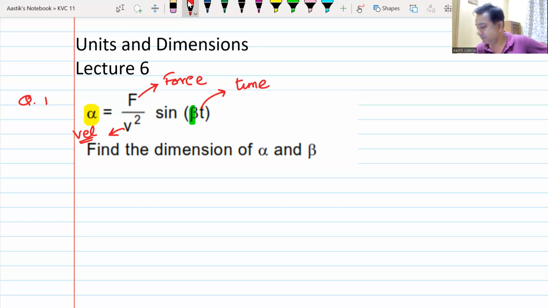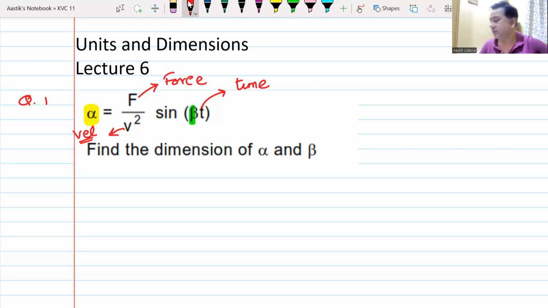Having said that, knowing that these are the physical quantities that are known, the only two unknown quantities are in yellow and green. Can you tell me what are the dimensions of alpha and beta? Remember, you don't have to apply any new thing. You just need to apply what we have learned in the previous class. Am I audible and visible to all of you? Can I have some raise hand that we understand the question and we know how to solve it? Okay, I'll give you time to solve it.